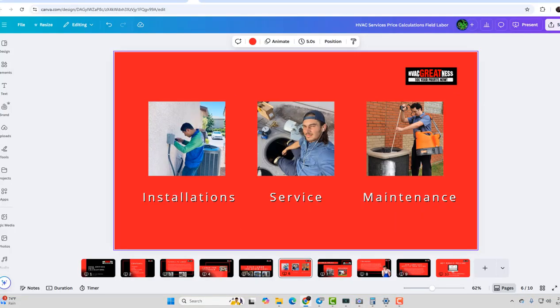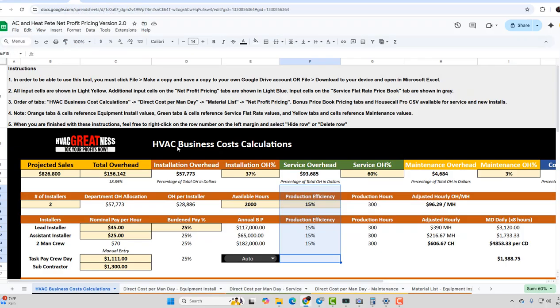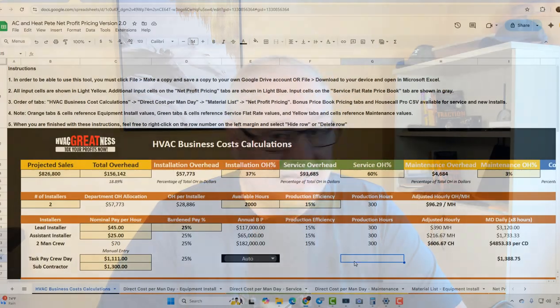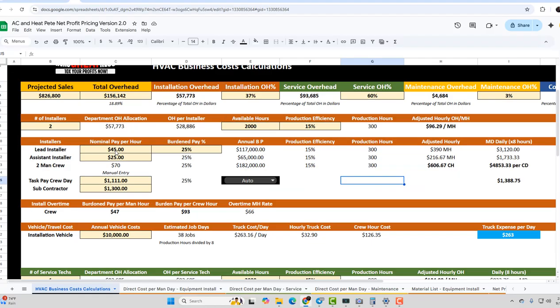Let me escape out of here, and I'm going to jump over to our price calculators. For those of you who have this, it will be a good refresher, so that you know how to really take care of your labor, because this is really important. So this is a little company I call AC and Heat Pete, and let's say I've got an installation.